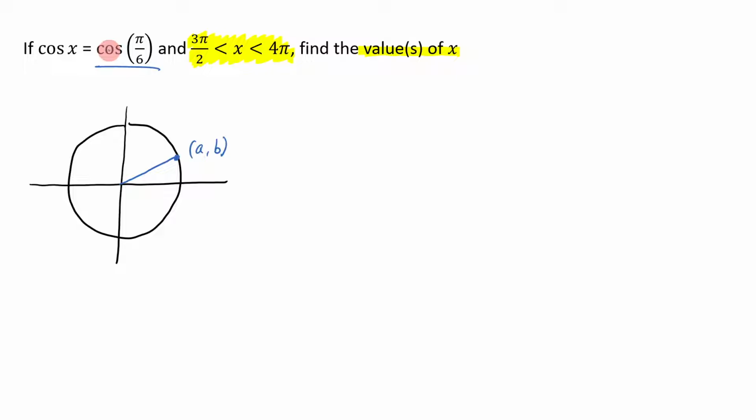Now, because we're dealing with x, we're dealing with cos, we only care about the x value. So in this case, it's just a. That's the only thing we care about. Now, in this situation, we know what cos of pi on 6 is. We know that our a value here will be the square root of 3 on 2.